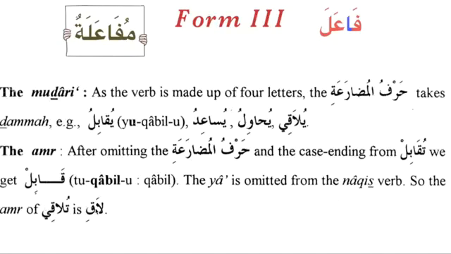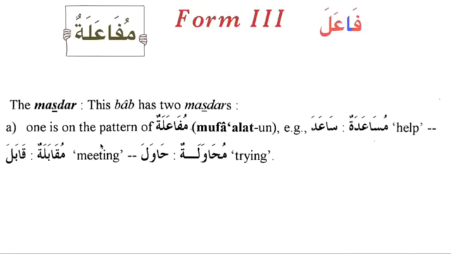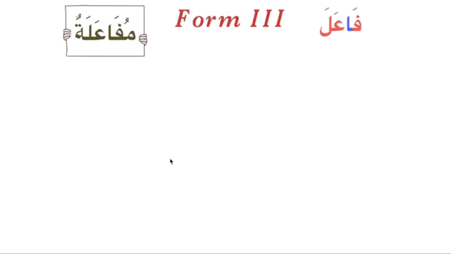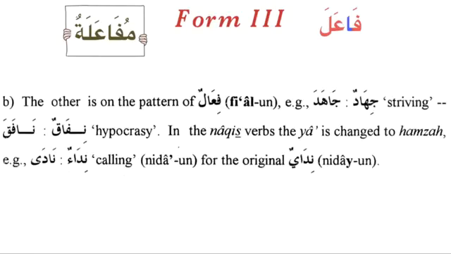The alamat mudari' is gone, and the weak letter is dropped. The masdar, just to repeat, has 2 patterns. One is mufa'alatun: sa'ada will be musa'adatun, qabala will be muqabalatun, hawala will be muhawalatun, trying. The second pattern of the masdar is fi'alun. So jahada will be jihadun, nafaqa will be nifaqun, hypocrisy.